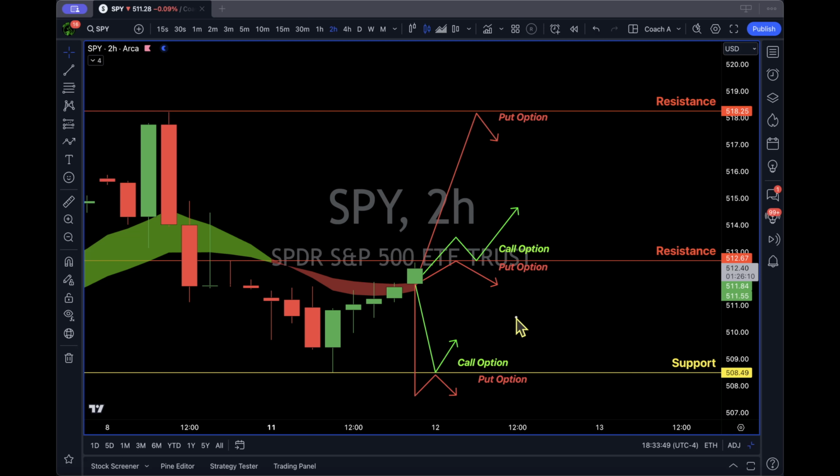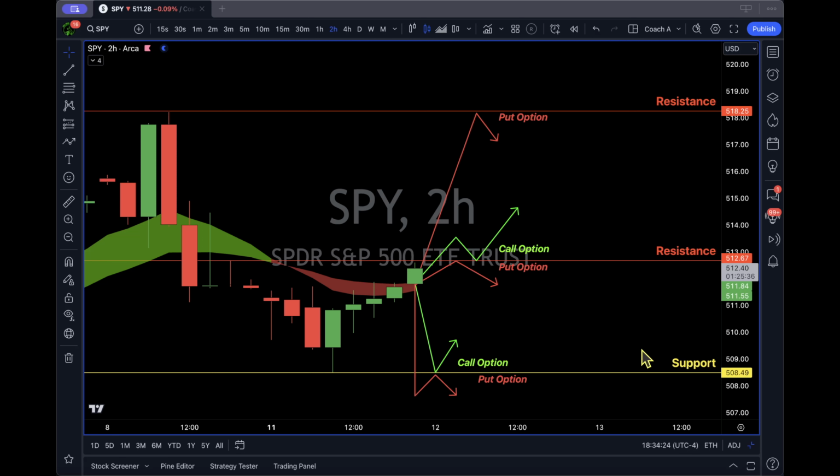Now, the key levels at the bottom. If we make it all the way down to the support area, guys, this is how I play it. If I get to support at 508.49 and I bounce up, I am going into a call option. Now, if we get past the support line and you see us come back up, which we always do, that's your confirmation. If we get resistance here and we bounce down, great time to jump into a put option, guys.